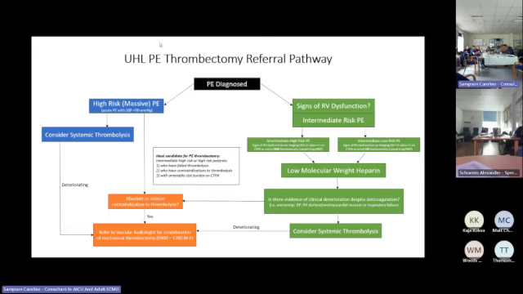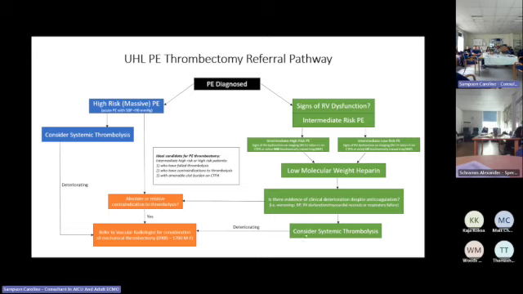So when the PE is diagnosed, if you're high risk massive PE, you can consider systemic thrombolysis. If they continue to deteriorate, then we're happy to take a referral for PE thrombectomy. If, for example, they have absolute or relative contraindications to thrombolysis in the context of massive PE, then we'd be happy to be contacted to offer mechanical thrombectomy. The ideal candidates for PE thrombectomy are those who have failed thrombolysis, who have contraindications to thrombolysis, and they have to have an amenable clot burden on CTPA. And that's something that we'll judge every time we get a referral as well.